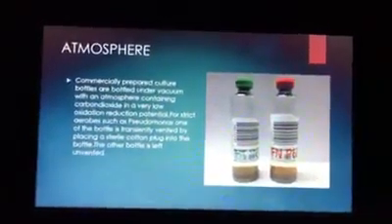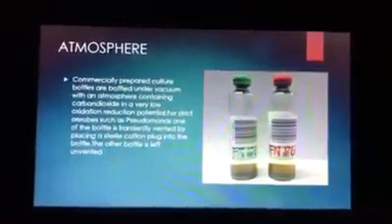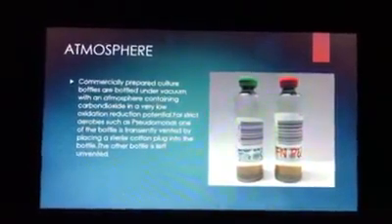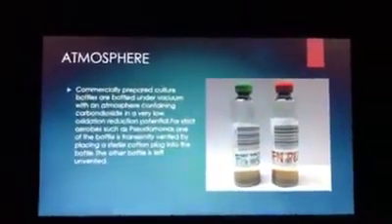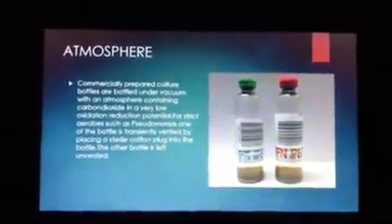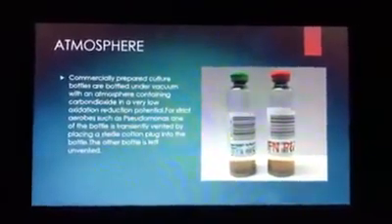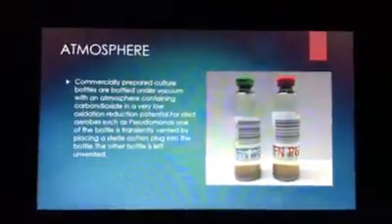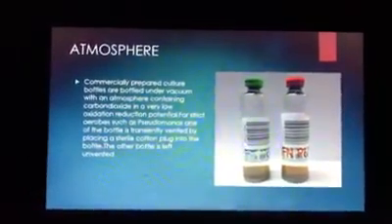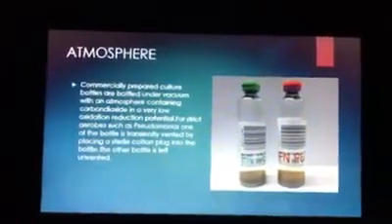Now, how are blood culture bottles commercially prepared? What's the atmosphere? Commercially prepared culture bottles are bottled under vacuum with an atmosphere containing carbon dioxide and a very low oxidation reduction potential. For strict aerobes such as Pseudomonas, one of the bottles is transiently vented by placing a sterile cotton plug into the bottle. The other bottle is left unvented.